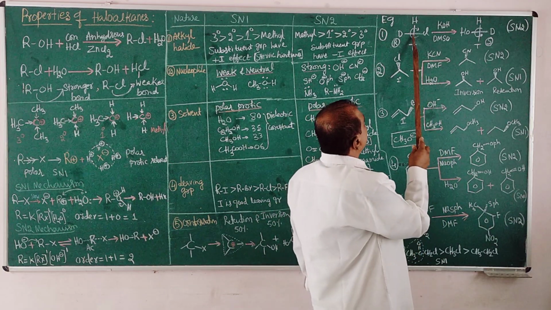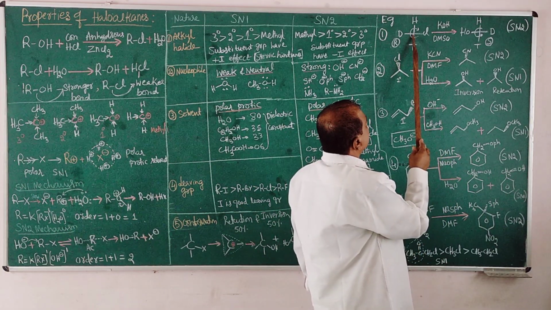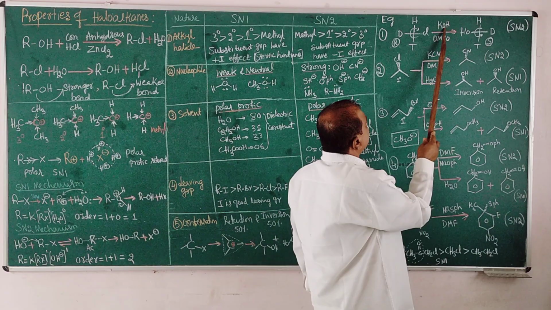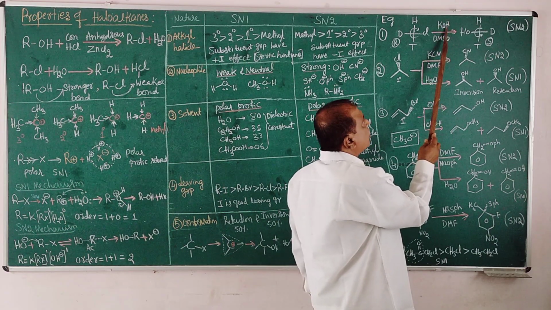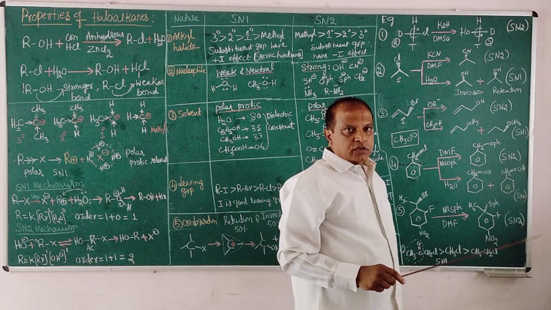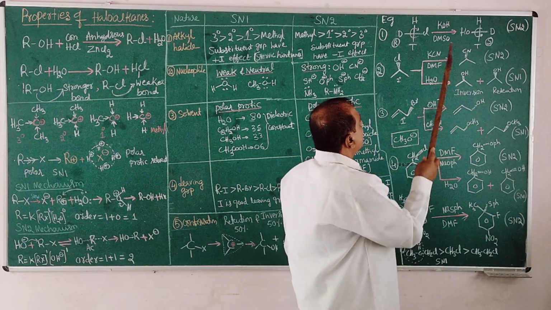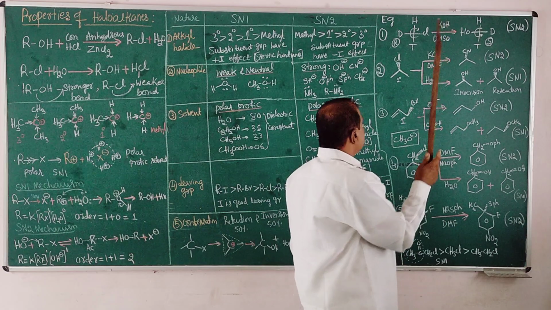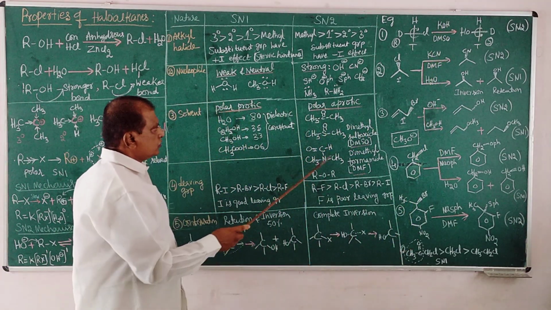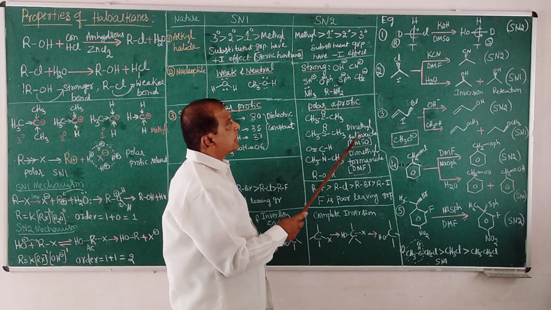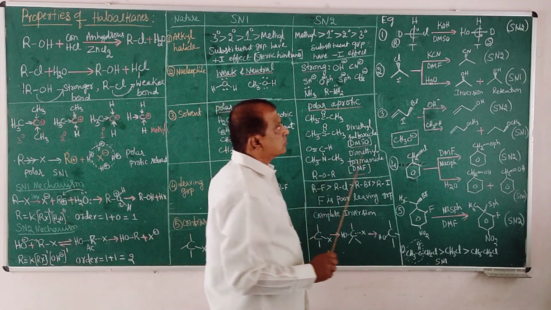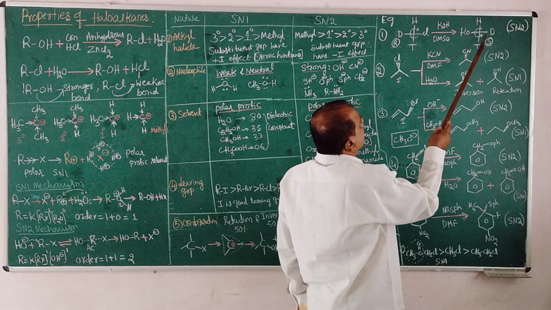Now, what kind of mechanism does this undergo? In the presence of this reagent, look at that reagent, it will make the difference. KOH is a strong nucleophile, and this solvent, DMSO, dimethyl sulfoxide, will favor the SN2 mechanism. That is why we get inversion.